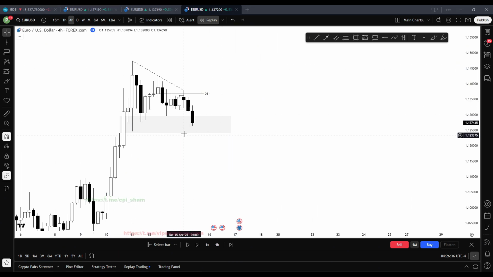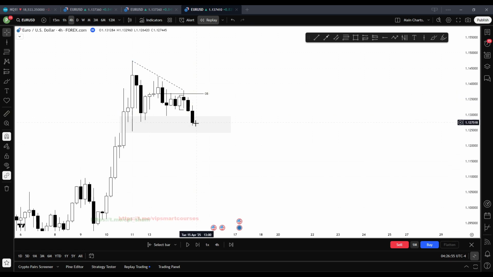Now, my drawn liquidity on Tuesday was this specific daily fair value gap, and I expected price for the first half of the day to have a short-term retracement profile to come down lower to fill this fair value gap, to fill this internal range liquidity, to fill this IRL before it does anything further.